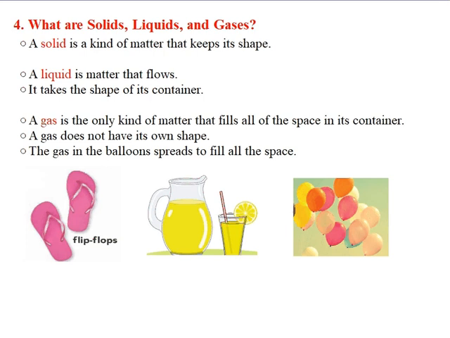A liquid is matter that flows, so it takes the shape of its container. For example, if we put the juice in a pitcher, the juice will take the shape of the pitcher. If we put the juice in a glass, the juice will take the shape of the glass. So the juice is a liquid because it takes the shape of its container.